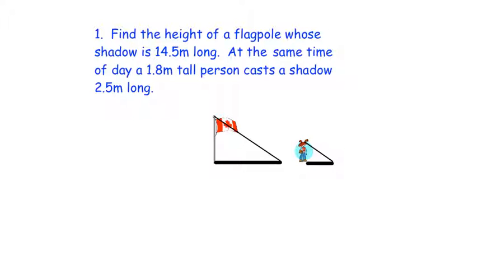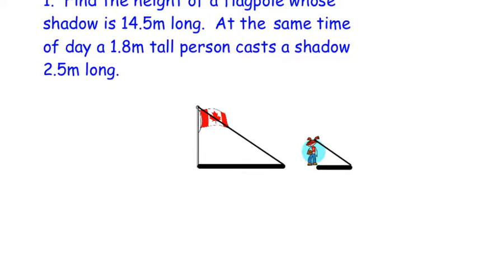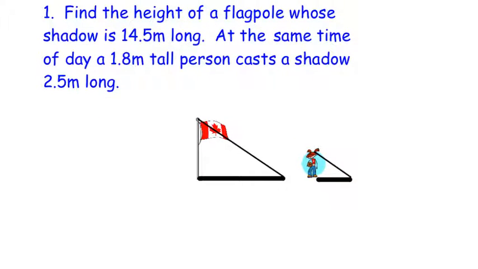Well, if we write in the information that we have right on the diagram, for the flagpole, the shadow is 14.5 meters, and the shadow of the person is 2.5 meters, and the person is 1.8 meters tall. Okay, and although it's not really said, the sun is over here somewhere. So that's basically what we have.